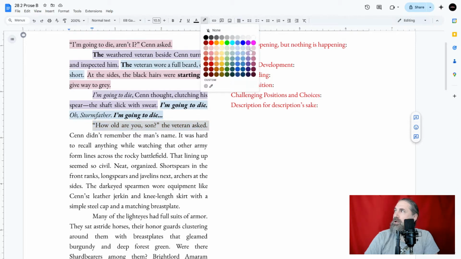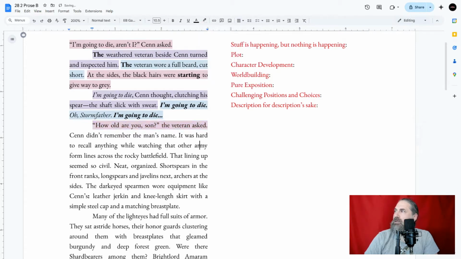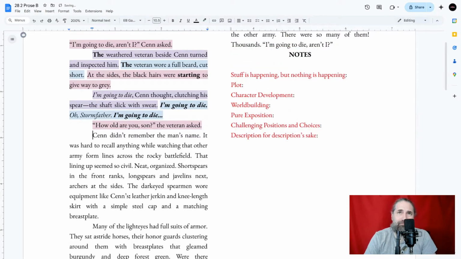"The veteran asked." All right. This is plot because it moves the story along. We are creating a question to answer: how old are you? They're having a dialogue. The veteran asks. This is still through Sen's experience. Sen didn't remember. I personally would have done this, I would have done that, because it's a new movement, because this is somebody asking.